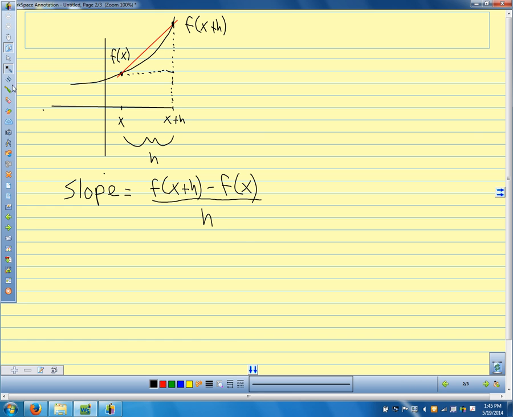Now what we want to do is draw the same curve, and I want that distance h to get smaller. So here's my curve again, and I'm going to look at the point x. That's where we want to find our slope. And I'm going to put the secant line here. So I'm going to draw my secant line to find my slope between those 2 points.